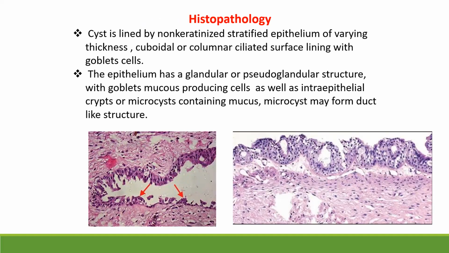Histopathologically, cyst is lined by non-keratinized stratified squamous epithelium of varying thickness, cuboidal or columnar ciliated surface lining with the goblet cell. The epithelium has a glandular or pseudoglandular structure with the goblet mucus producing cell as well as the interepithelial crypt or the microcyst containing mucus. Microcyst may form duct-like structure. You can see in figure.